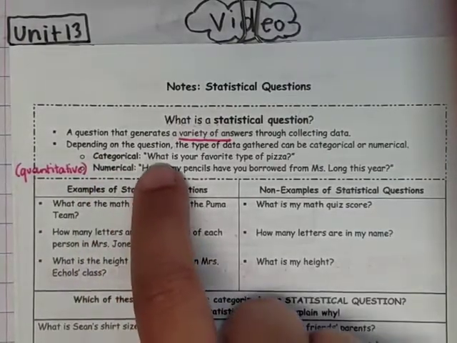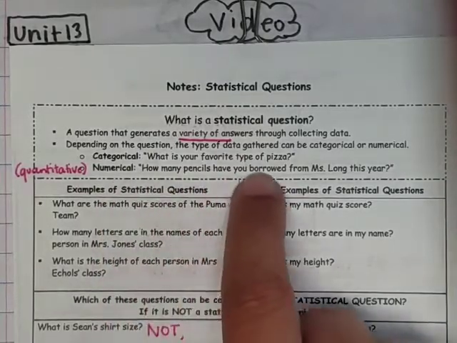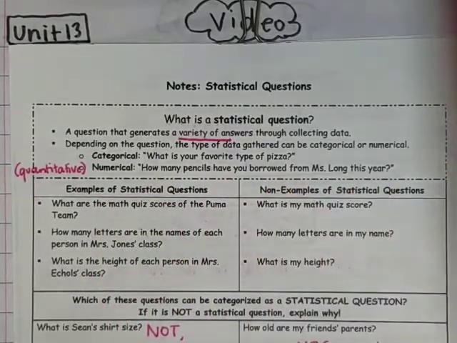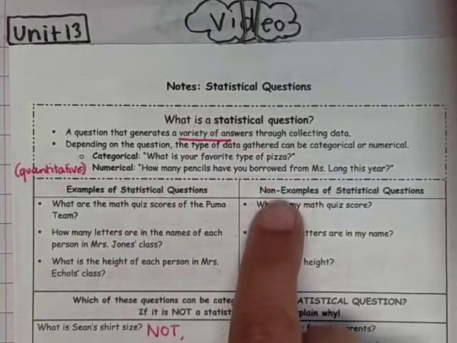So two different kinds. So categorical, what is your favorite type of pizza? Numerical, how many pencils have you borrowed from Miss Long this year? So those are the differences between those two. So let's give some examples and non-examples of statistical questions.